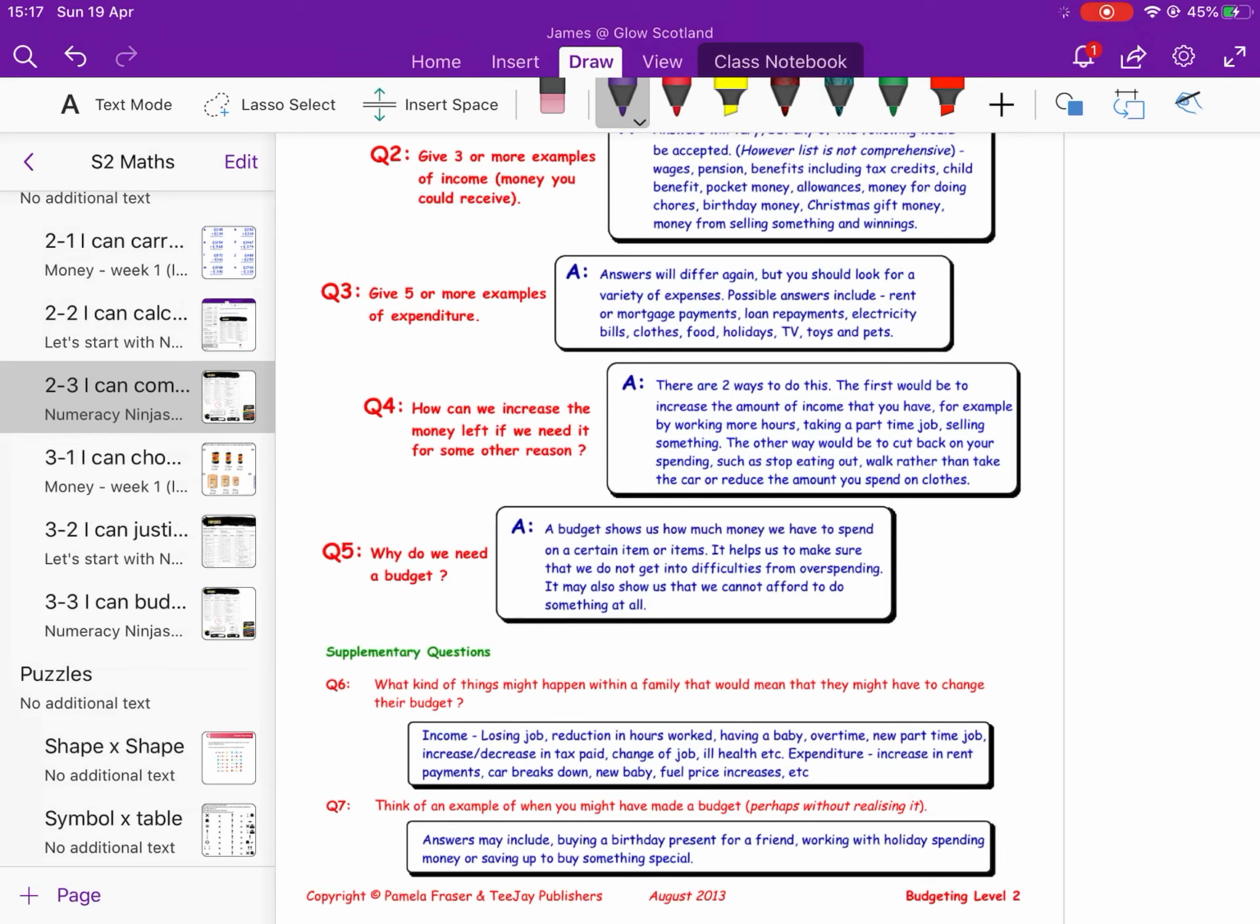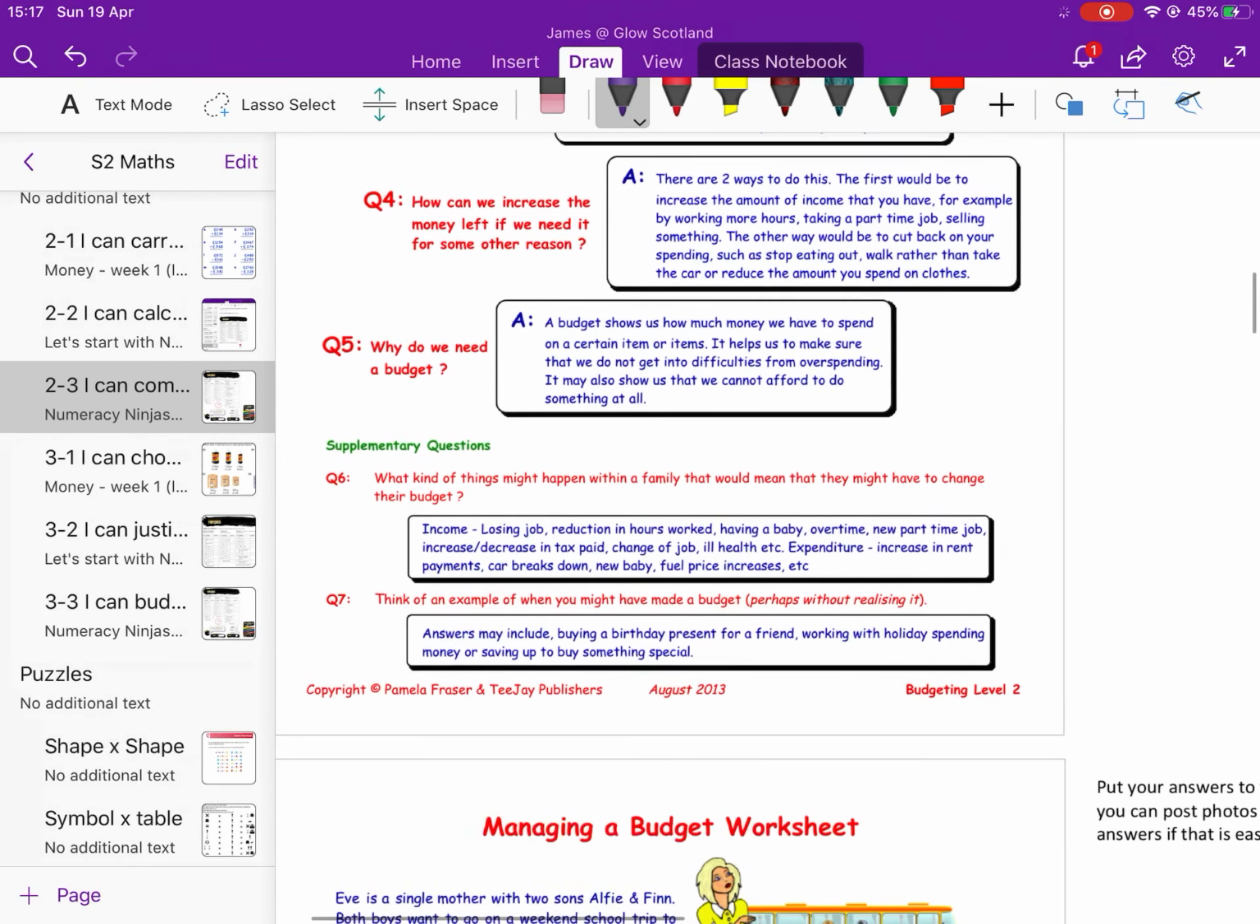Question 5, why do we need a budget? A budget shows us how much money we have to spend on certain items. It helps us to make sure that we do not get into financial difficulties from overspending, and it also shows us we cannot afford to do something. So you might find out, maybe you want to go on holiday, but it might not be financially possible for you to do that. Couple of supplementary questions, so extra ones here.